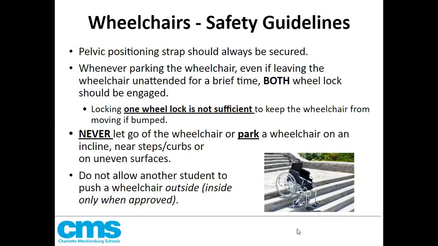Let's review some of the safety guidelines for wheelchairs. The pelvic positioning strap should always be secured. Whenever parking the wheelchair, even if leaving the wheelchair unattended for a brief time, both wheel locks should be engaged. Locking only one wheel is not sufficient to keep the wheelchair from moving if it is bumped. Never let go of the wheelchair or park the wheelchair on an incline, near steps, curbs, or on uneven surfaces. Do not allow another student to push a wheelchair outside.